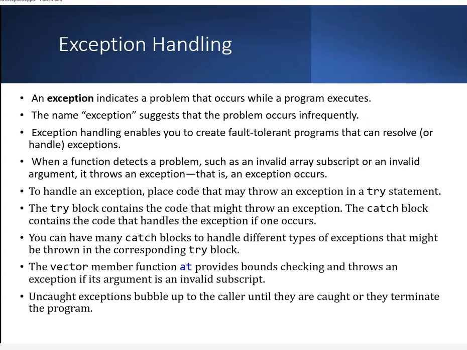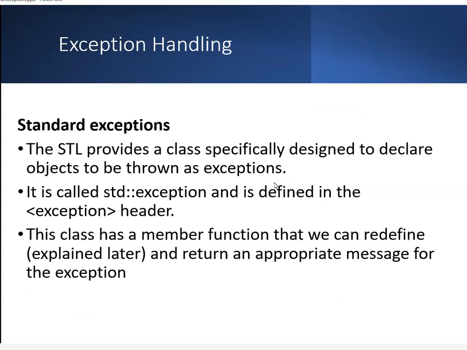To handle an exception, we place code that may throw an exception in a try statement. The try block contains code that might throw an exception. The catch block catches the exception, and it handles it. You can have many catch blocks to handle different types of exceptions that might be thrown in the corresponding try block. Uncaught exceptions bubble up to the caller until they are caught or they terminate the program.